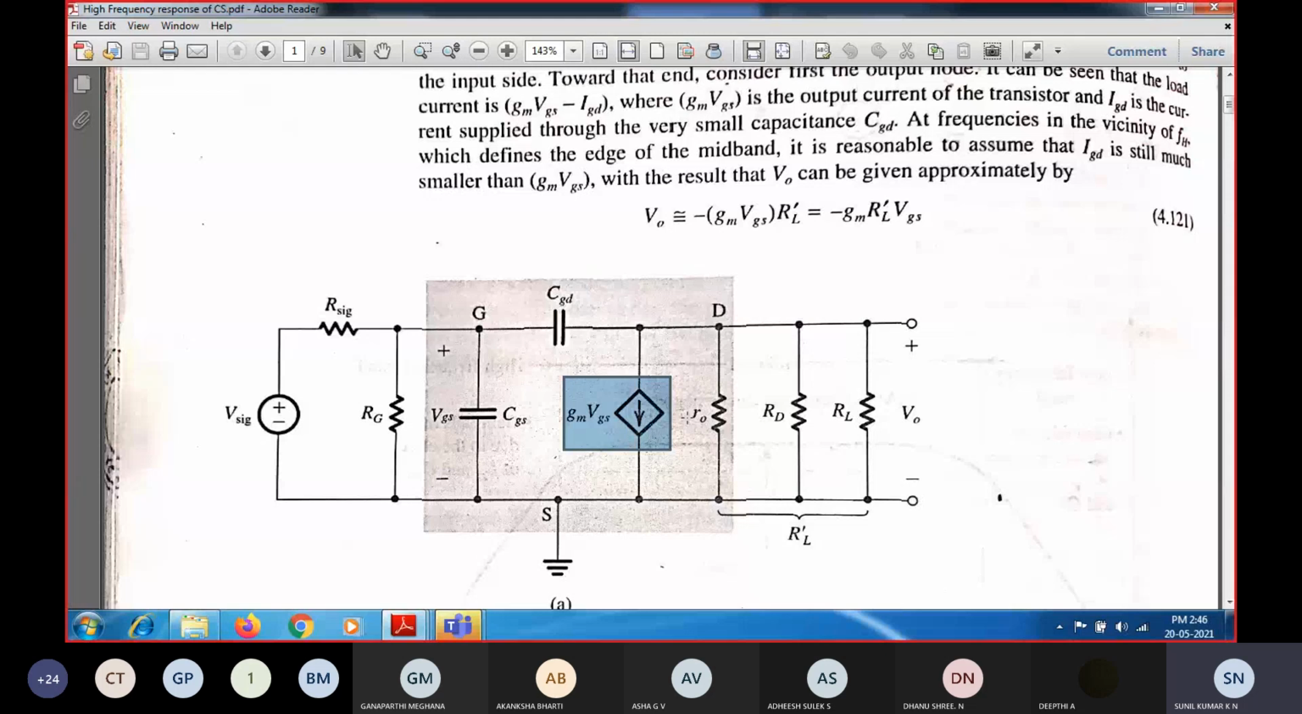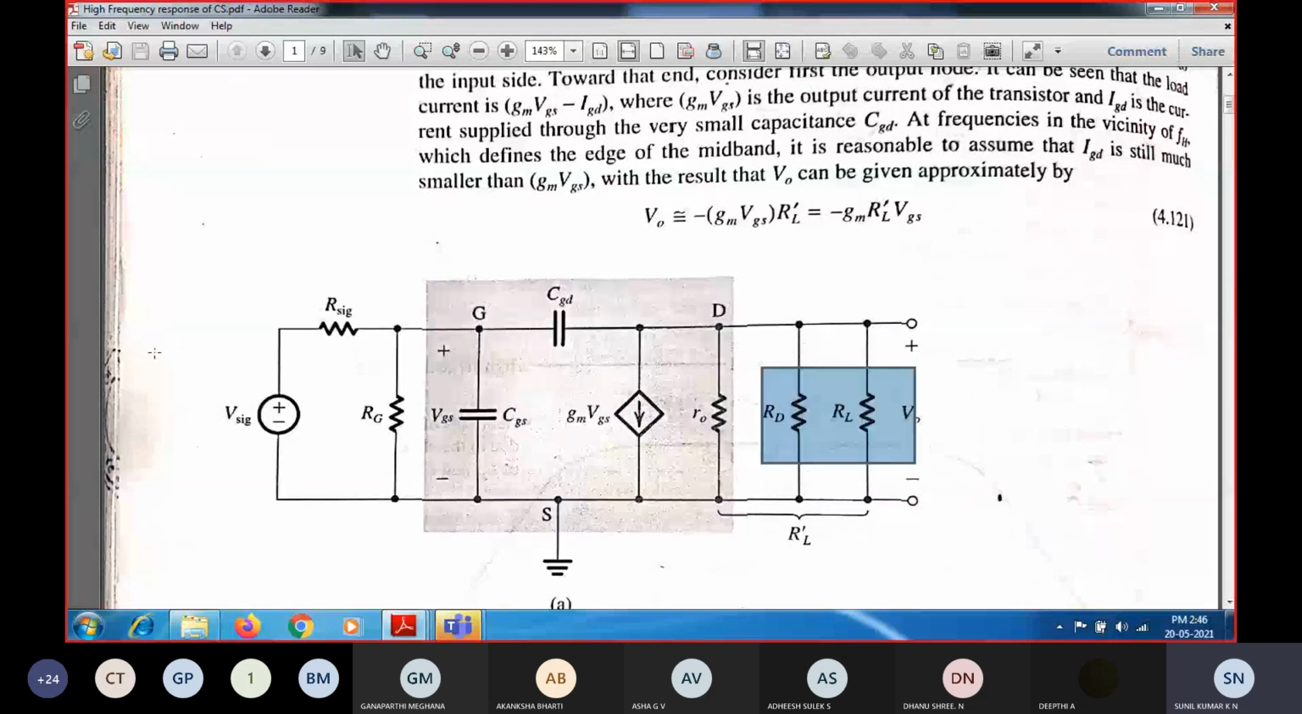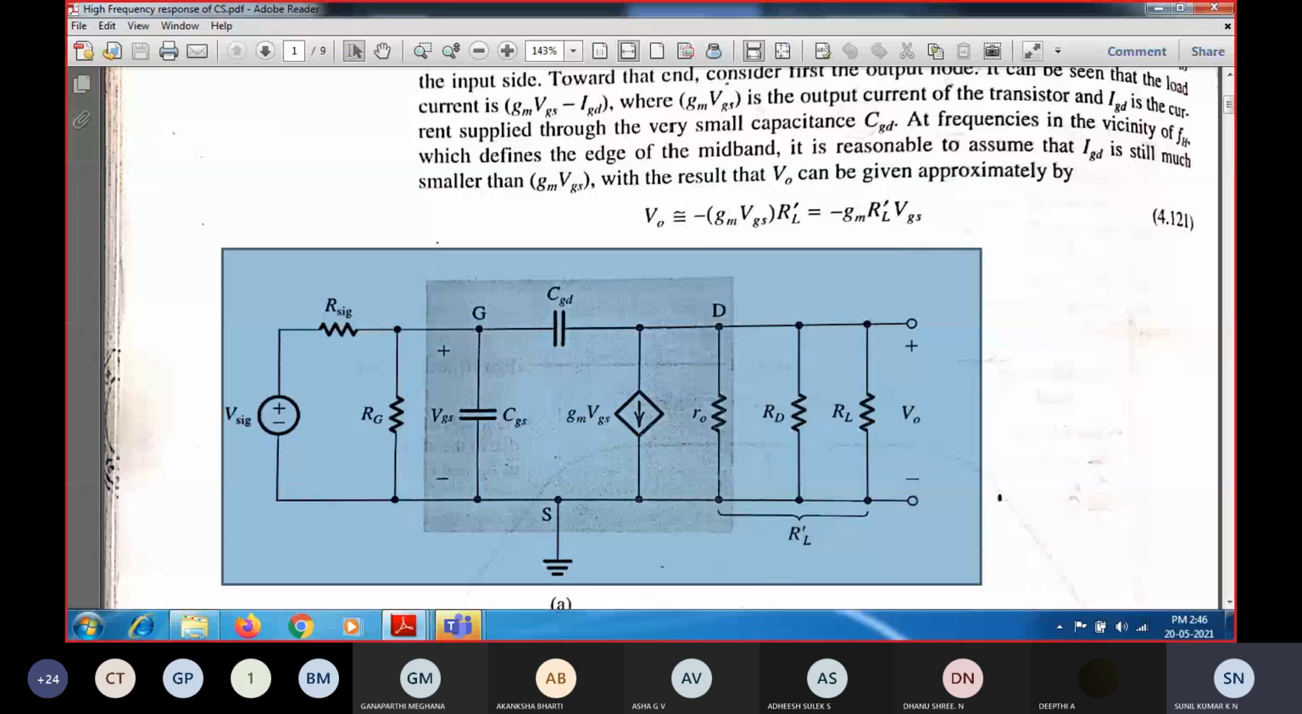And if I am going to consider the channel length modulation effect, then R0 is a finite amount of resistance that is going to be connected between drain and source. So between drain and source, I can include a finite amount of resistance or not. This is nothing but the MOSFET high frequency equivalent circuit, and this is the output resistance, and this is the input resistance which has been connected. So this completes the high frequency equivalent circuit for the common source amplifier.